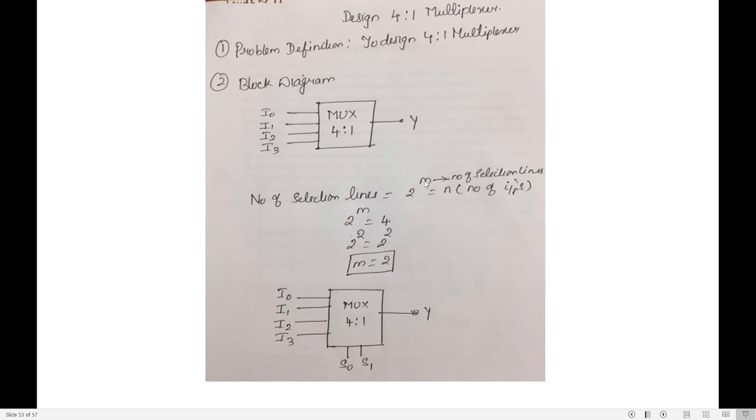So the number of select lines is m, and there are 2 select lines now, S0 and S1. For a 4-input multiplexer, 2 select lines are required. This is identified with the help of the formula 2 to the power m is equal to n, where n is the number of inputs. If the number of inputs is 4, 2 to the power 2 makes 4, so the m value will be equal to 2. So S0 and S1 are the select lines.